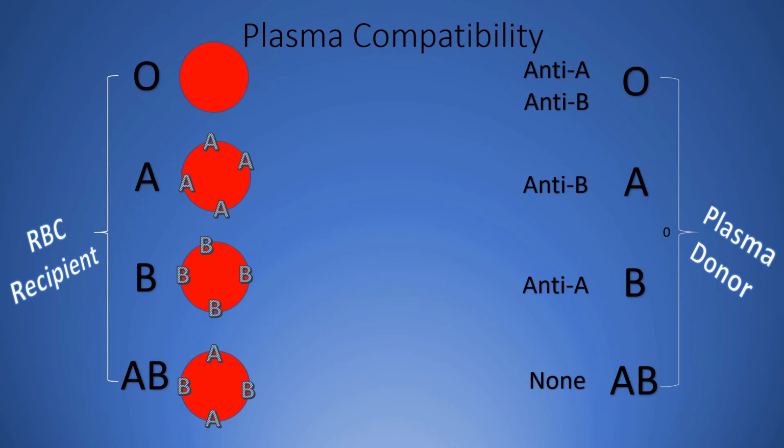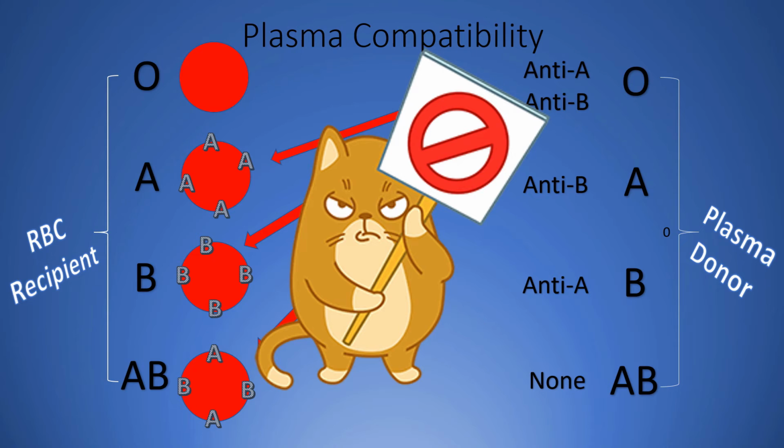Now let's take a look at plasma compatibility. On the left, we have red blood cells of the recipient, and on the right, we have plasma from the donor units. Type O plasma can only be transfused to type O patients. This is because there are no A or B antigens on the outside of the red blood cell membrane that would interact with these antibodies. Type O plasma cannot be transfused to type A, type B, or type AB individuals because type O plasma has both anti-A and anti-B antibodies, which would cause a transfusion reaction.